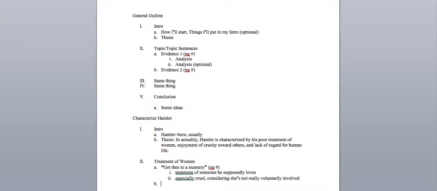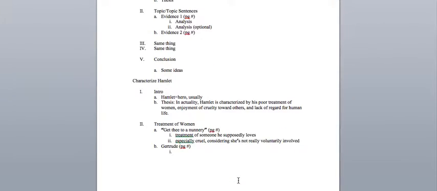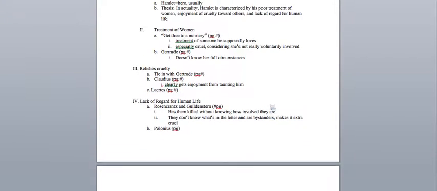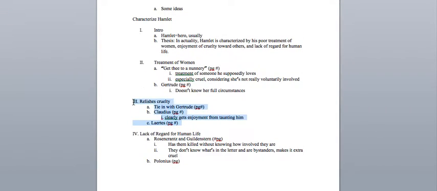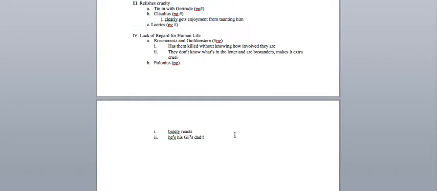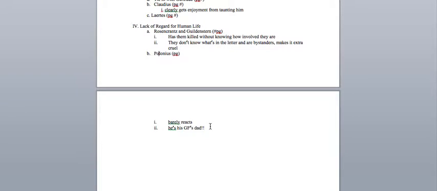Let's move on with my second piece of evidence, which would be how he treats his mother in that bedroom scene. Again, he doesn't know the reality of her. He doesn't know her full circumstances. So I'm going to have the same thing for the other paragraphs, which I'll just show you here. Second one is about how he relishes cruelty, lack of regard for human life. And then again, we finish up with the conclusion.